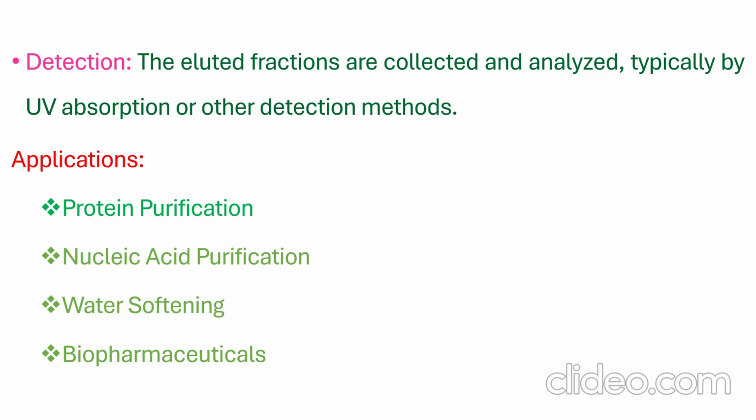Now, the applications of ion exchange chromatography are protein purification, that is isolation of enzymes, antibodies and other proteins based on their isoelectric points, and separation of RNA, DNA and oligonucleotides. It is also used for the water softening process, which is removal of metal ions from water. And in biopharmaceutical industries, it is used for purification of therapeutic proteins and monoclonal antibodies.